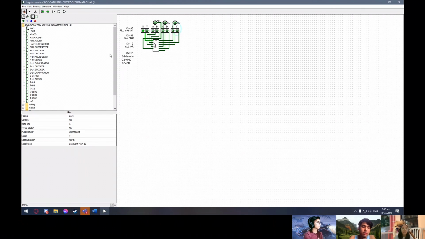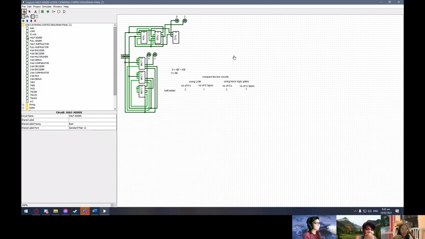After determining the function of Lomi, first we are going to apply it to the half adder. So what is a half adder? A half adder is a combinational arithmetic circuit that adds two numbers and produces a sum and a carry bit.